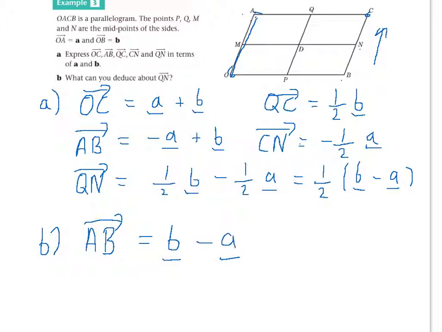We just rearranged what we wrote, and that is very similar to the vector from Q to N, which is a half of B minus A. Okay, we know it's parallel because all that's happened is the vector part has just been times by half for QN, whereas it hasn't in AB. So we can say that QN is parallel to the vector AB.